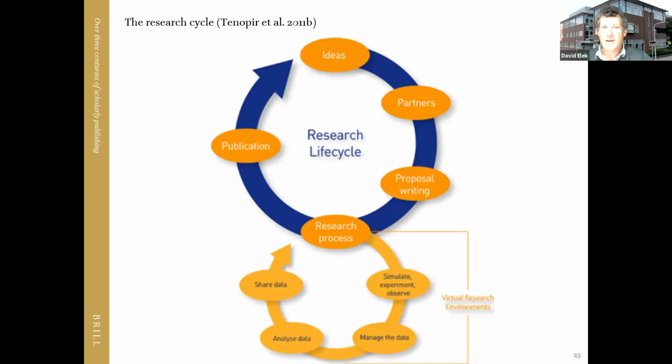The research cycle, the research life cycle is fairly similar, whether you're performing a scientific experiment or writing a humanities article. You have to have ideas first, partners, write a proposal, then you get into the research process, which may involve lab work or may involve interviewing or traveling and visiting sites, and then finally publication.